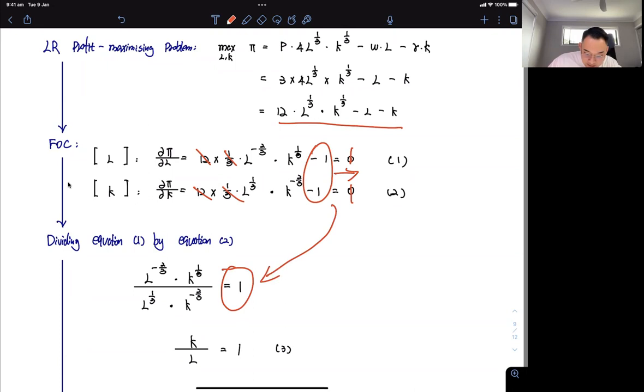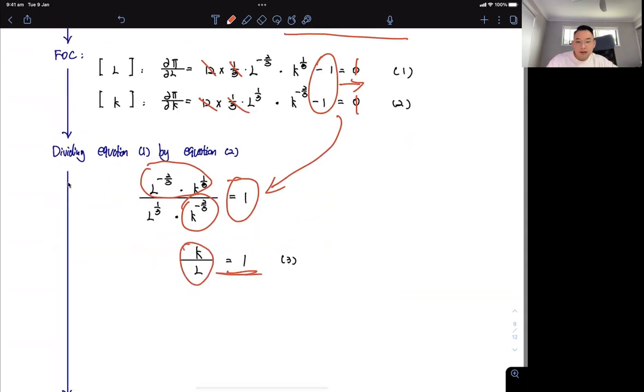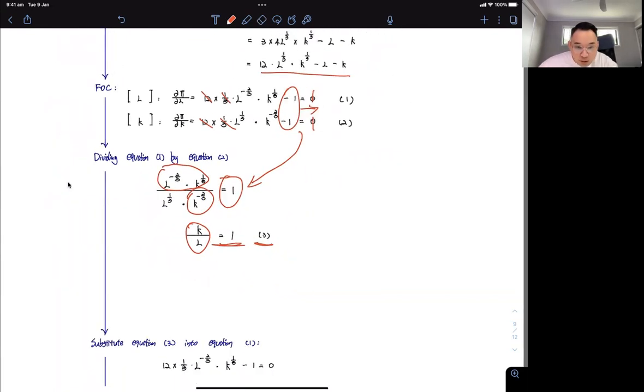So therefore, what we'll get left is L to the power of minus 2 over 3 times K to the power of 1 over 3, over L to the power of 1 over 3 times K to the power of minus 2 over 3, which if we simplify this, is simply K over L equals 1. Okay. And we call this equation number 3. K over L equals 1.